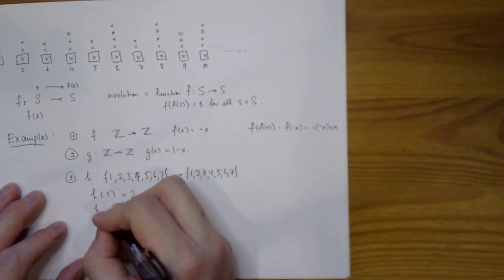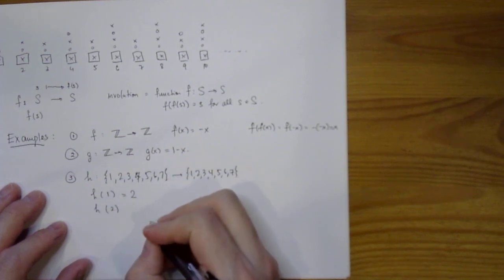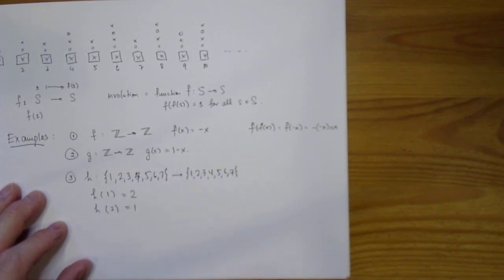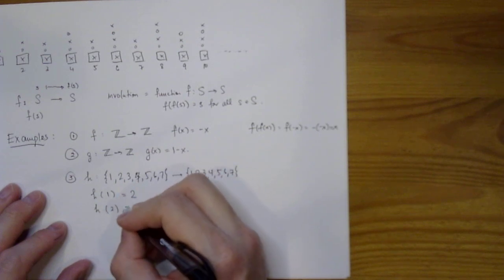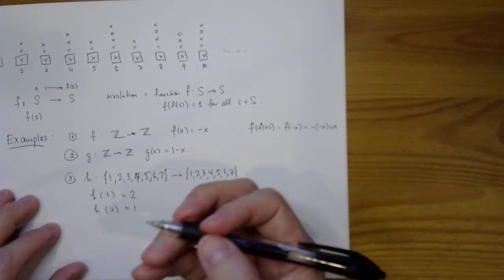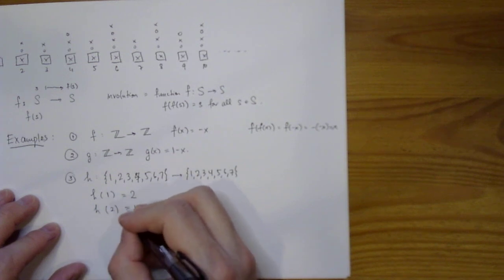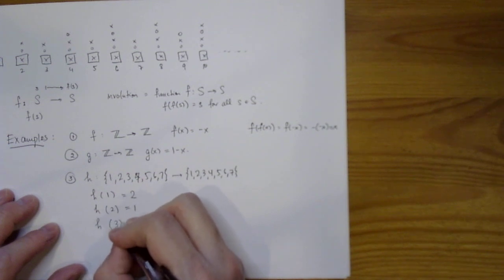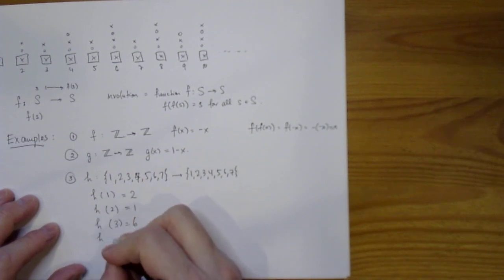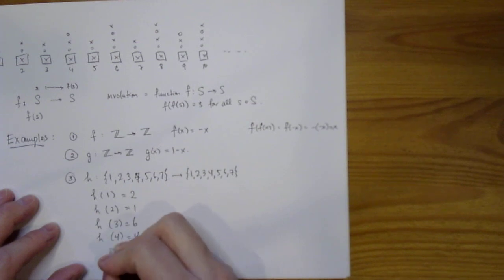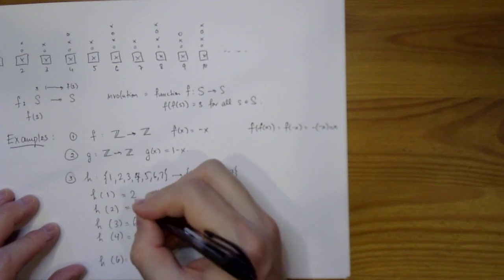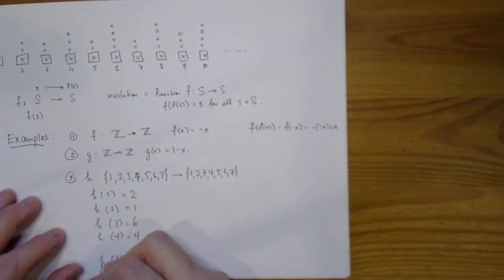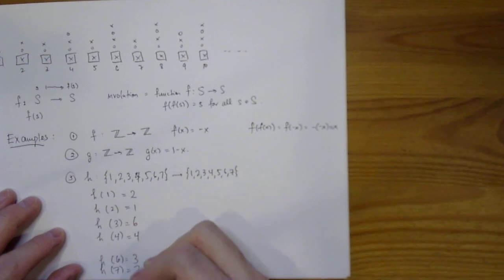Well, now if h of 1 is 2, h of 2 has to be 1. So already you can see it's a pretty important restriction on what this function can do. I can't just choose anywhere for everything to go. Let me say h of 3 is 6, and then let me say h of 4 is 4. Now if you think about it, h of 6 is going to have to be 3 for the same reason as these two. And then let's make h of 7 be 7, and then h of 5 be 5.